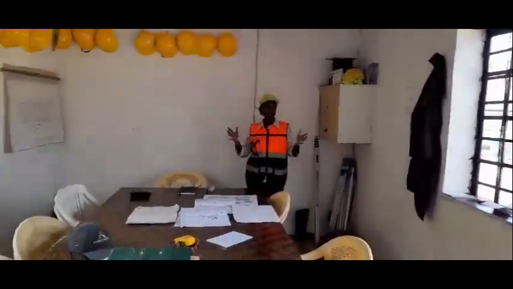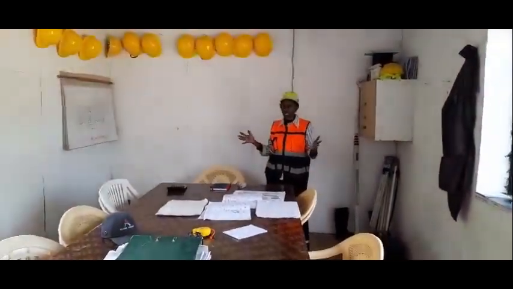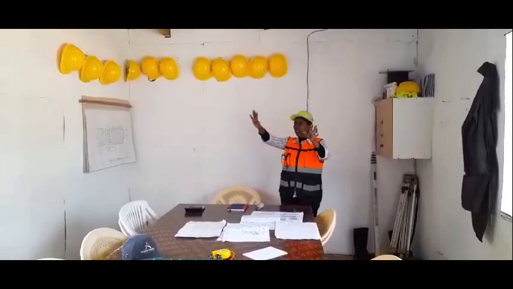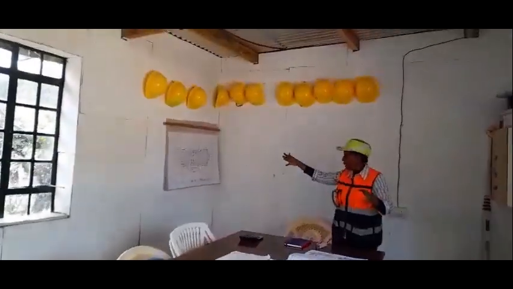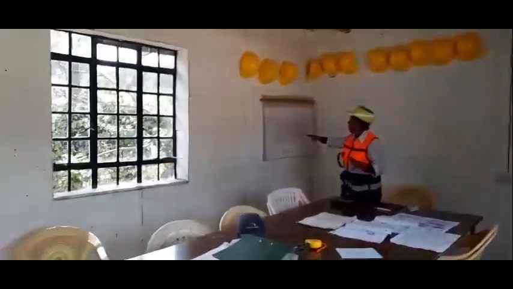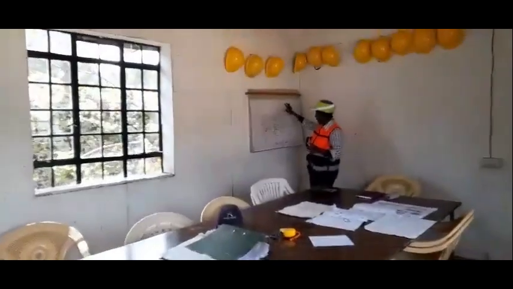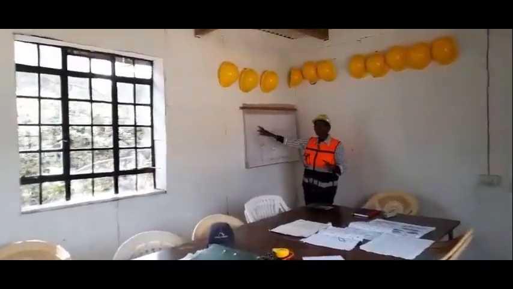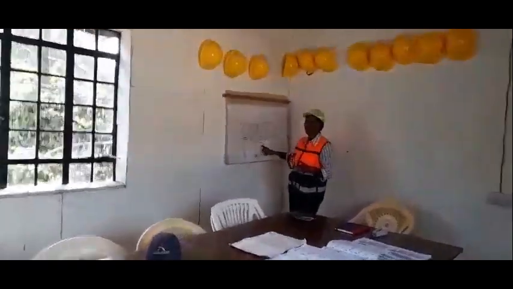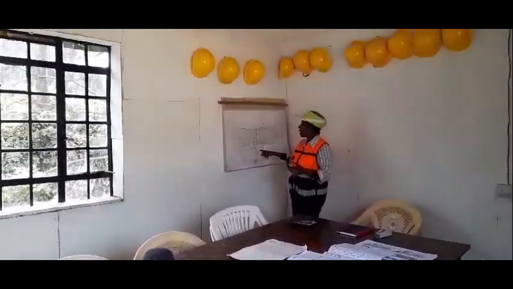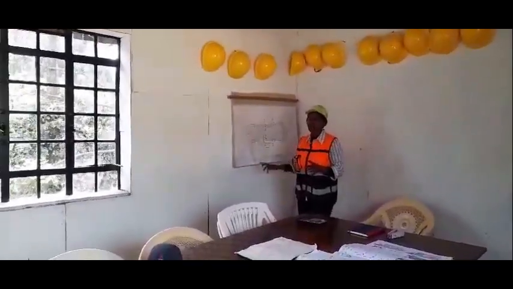This is a typical site office where, first of all, we have drawings. And the drawings are supposed to be properly displayed on the walls. So over here, you can see the structural drawing of the basement floor. It is shown there.